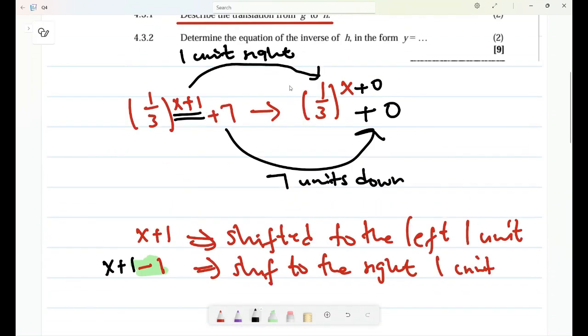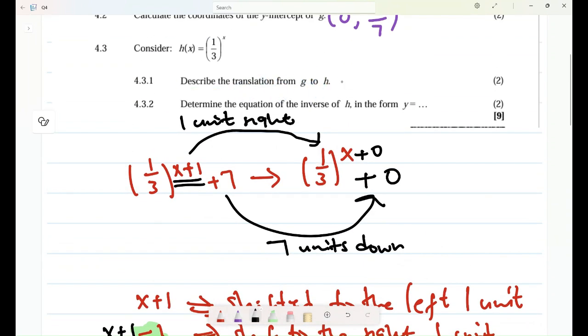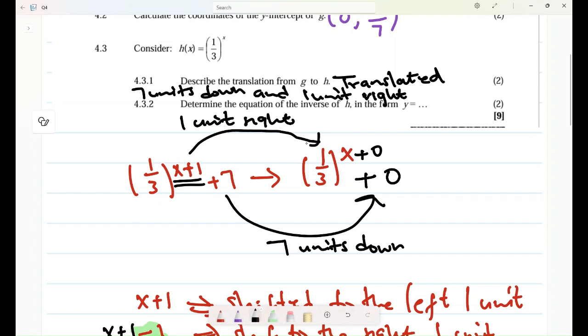All right, so let's write this formally. We're going to say translated 7 units downwards and 1 unit to the right. All right, important part: 7 units down, 1 unit right. These are where your marks will be at.